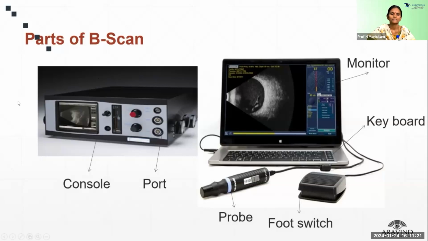Parts of B scan machine. It is similar to the A scan machine. It also has the console and probe. Some brands use a PC or laptop by uploading the software and integrating the probe.